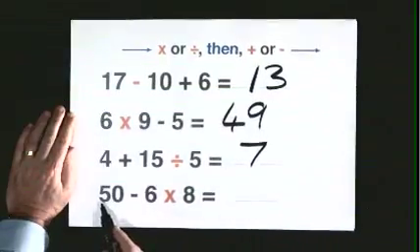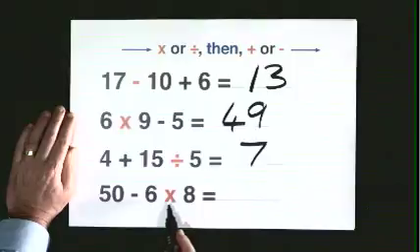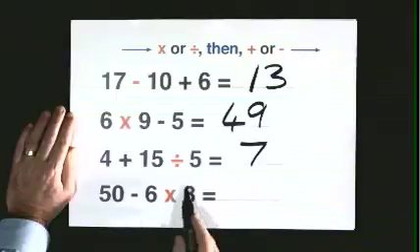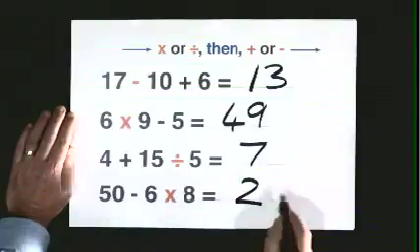Left to right, we must do the multiply first. 6 eights are 48. 50 subtract 48 is 2.